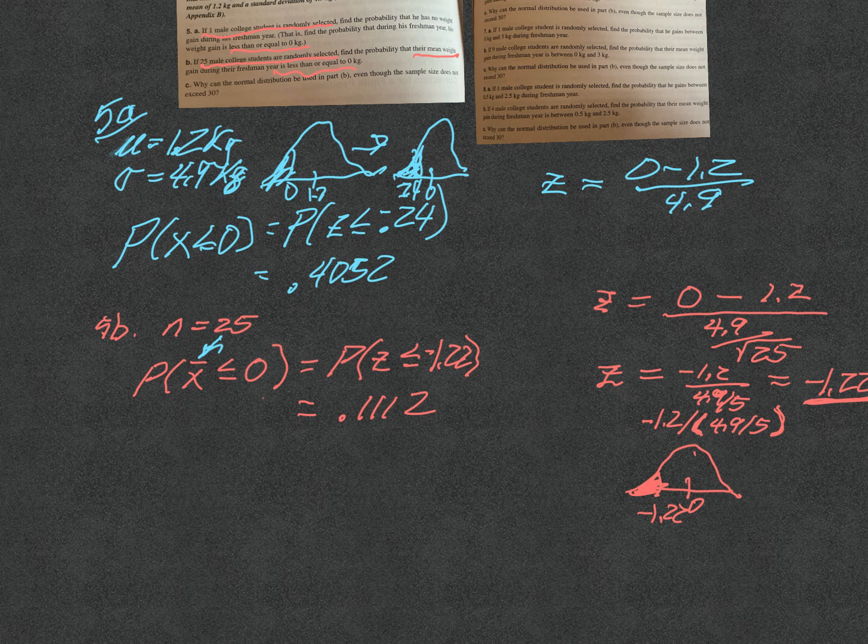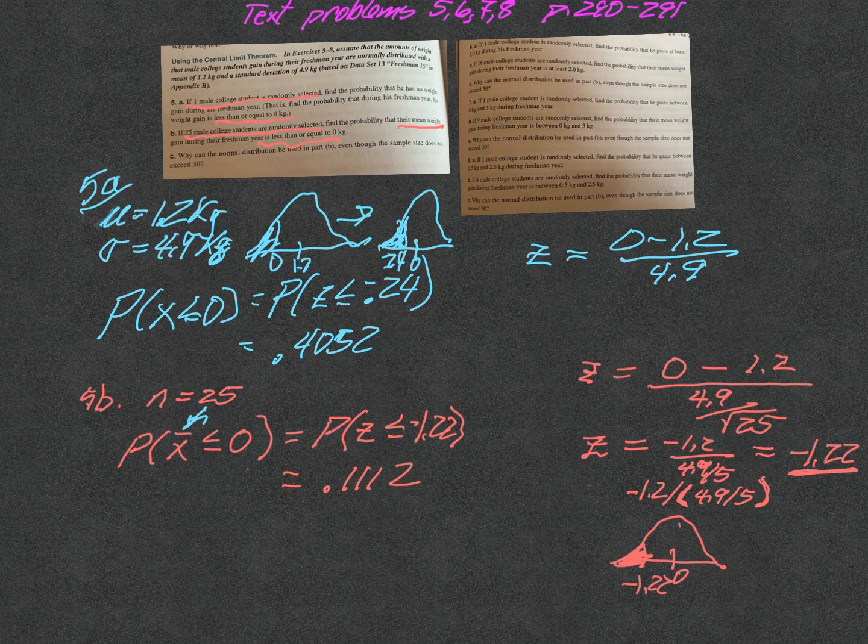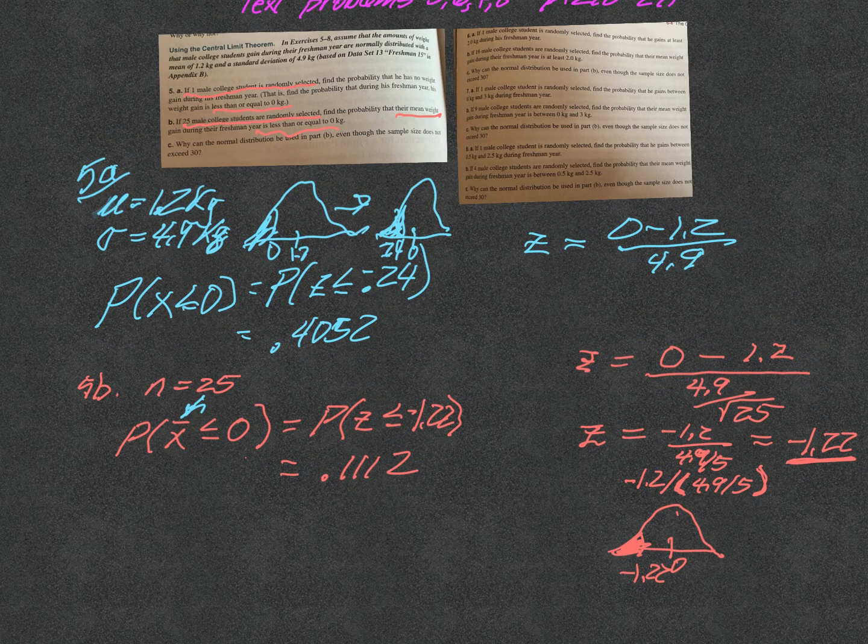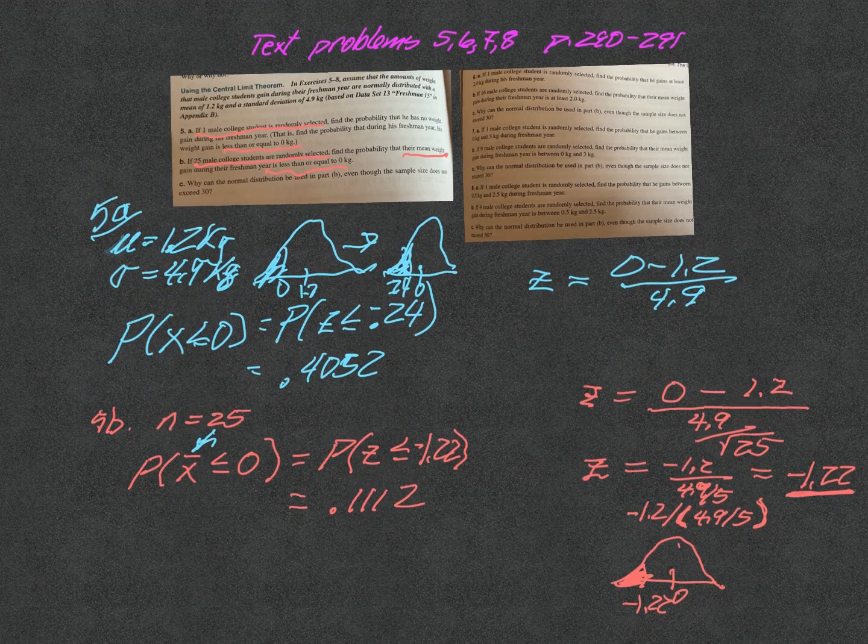in part B even though the sample size is not 30? Because the original population was normal, all right? Which means that the sampling distributions will be normal. So that's part of the choice. So there's your example right there, first example. Now, if you look at the rest of the problems, let's do that really quickly.